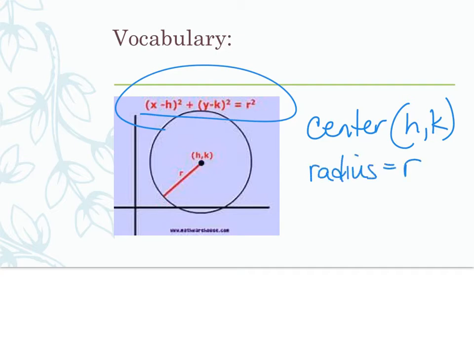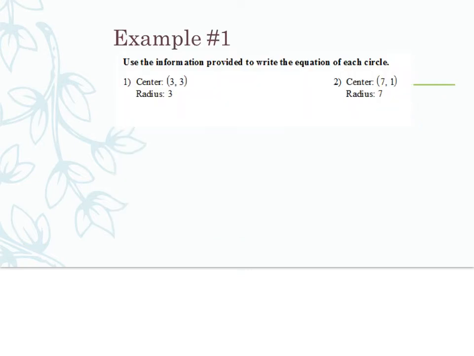The only other thing I'll note for you on this page is that the center is labeled (h, k), and in the equation it's written with a minus h and a minus k. That should also sound familiar, as we change the sign of things that go in and out of parentheses. Okay, let's jump right in. All we have to do is put it into the formula or take it out of the formula.